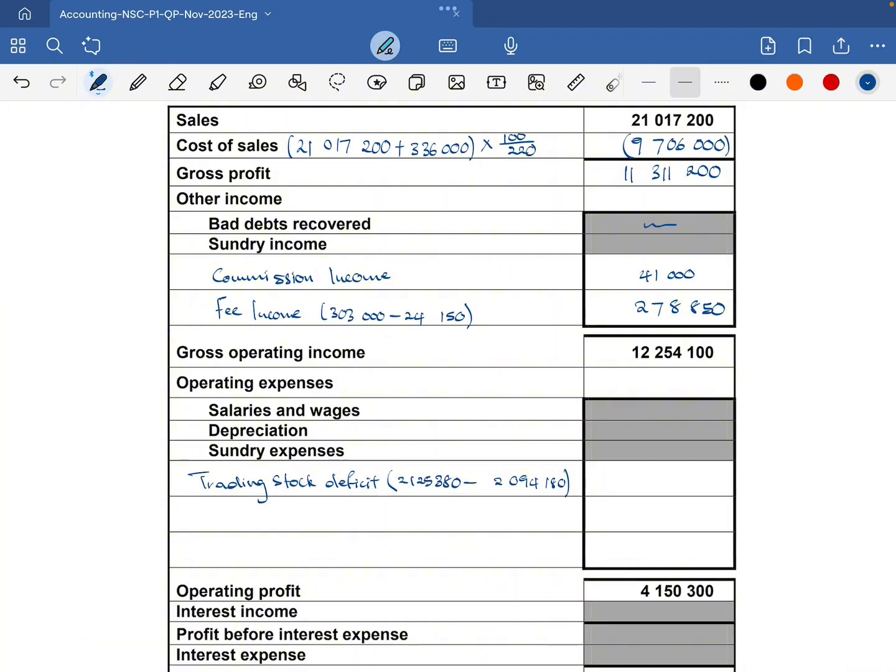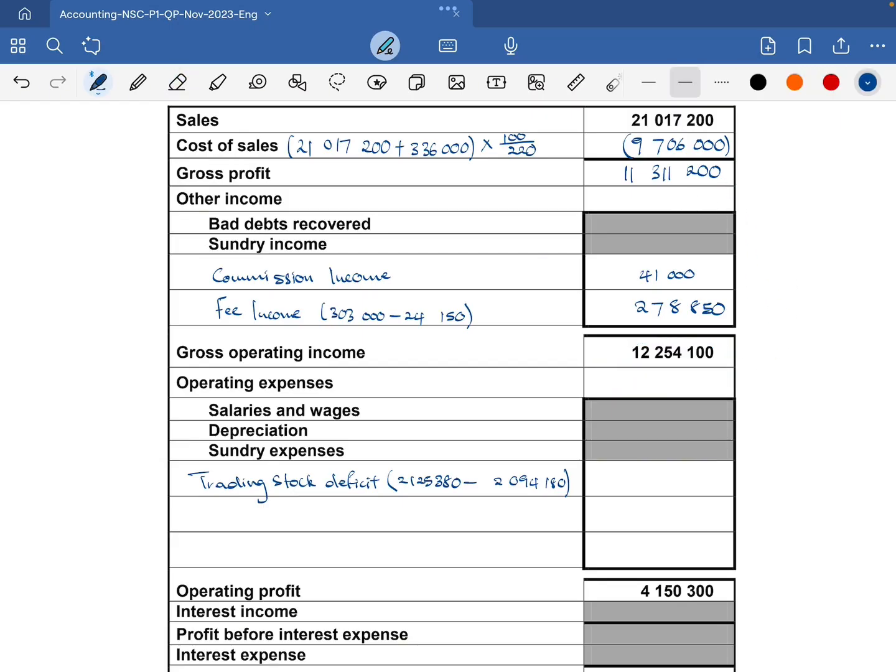Okay, then we're going to move on, but before that we need to calculate our other income. So we're not required to calculate bad debts recovered in our sundry income, but we cannot just simply add these two amounts and say it's our other income. That would be incorrect. We can just use the gross operating income, and then we subtract our gross profit to get our other income.